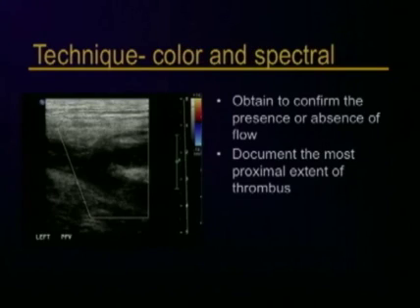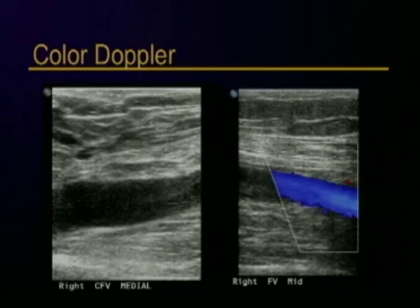Doppler can be used to confirm the presence or absence of flow. We can use both color and spectral Doppler, and we can also use it to document the most proximal extent of thrombus. And here we see a color Doppler image with color filling the vein and showing that there is nothing that's preventing the color flow or implying that there's thrombus.